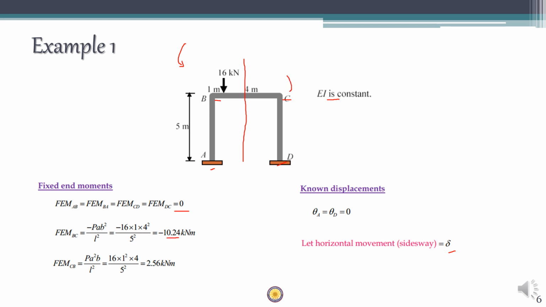So it is a reactive clockwise moment which is positive. So that is PA square B by L square, which is 2.56. Okay, so other non-displacements are theta A and theta D is 0 because those are fixed supports. Delta is unknown. Also theta B and theta C is unknown, which means that we have to get 3 equations for solving the problem.